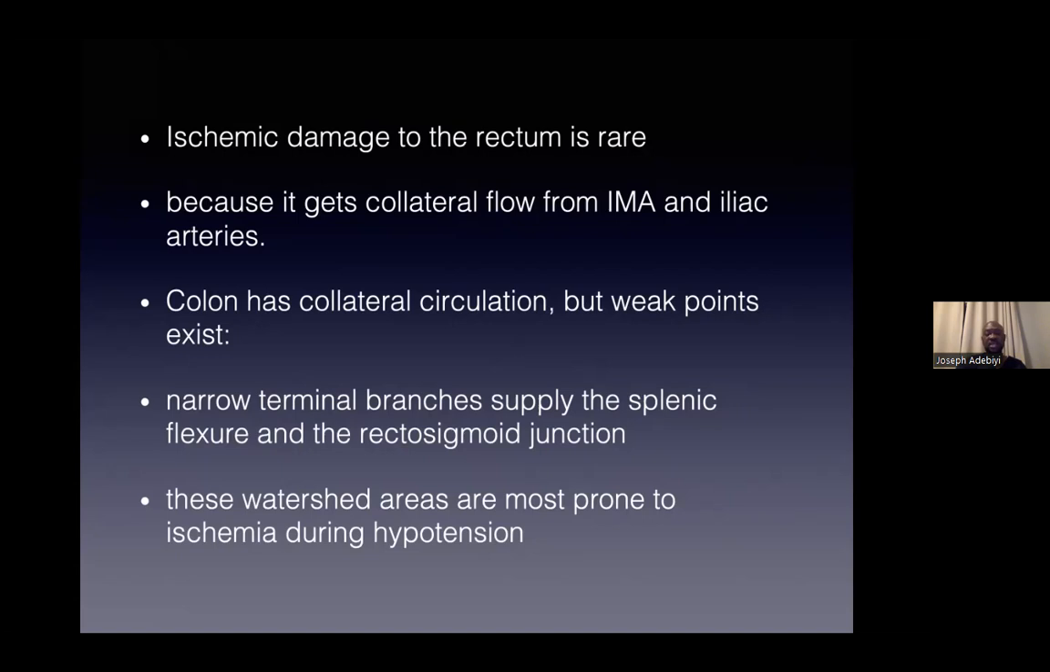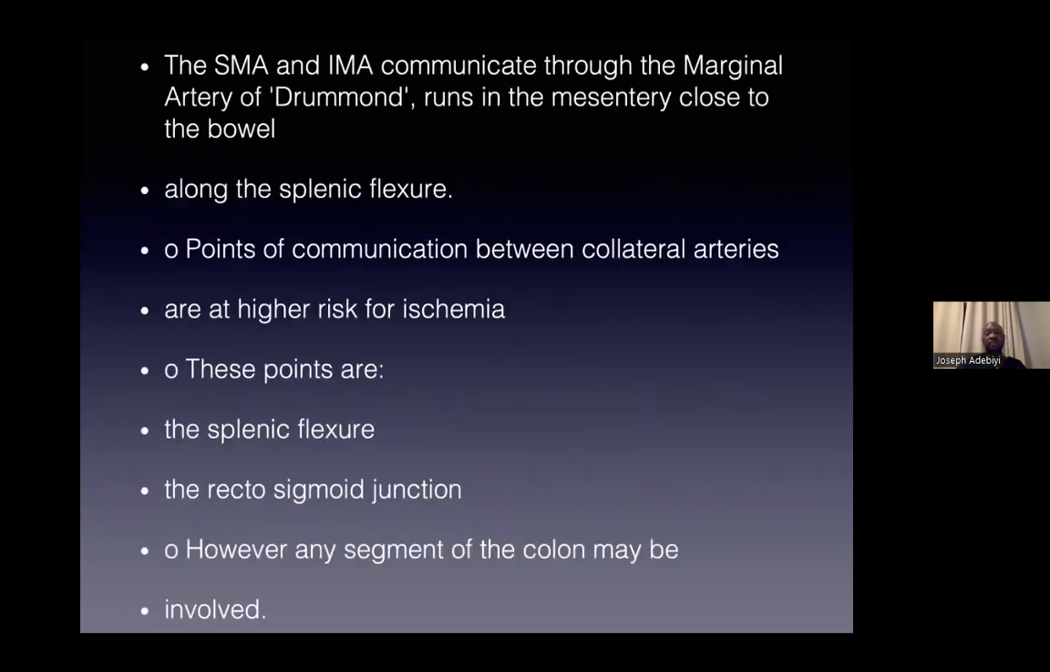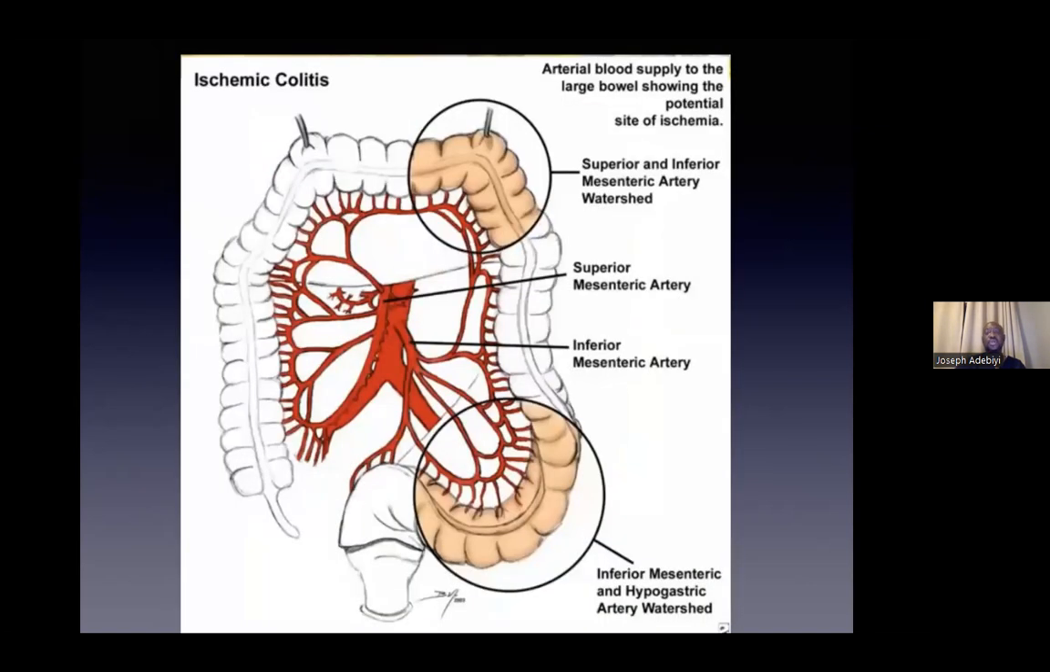But the key thing here is that there is considerable overlap in the supply of the colon involving the superior and the inferior mesenteric arteries, such that there are areas of anastomosis, and these areas of anastomosis portend weak points where you can have watershed areas. These watershed areas are prone to ischemia during periods of hypotension. These weak points are around the splenic flexure and the rectosigmoid junction. So this is essentially what I was describing earlier. You have the major arteries coming from the abdominal aorta, and in these areas are the weak points which are more prone to developing ischemia during shock or hypotensive states.